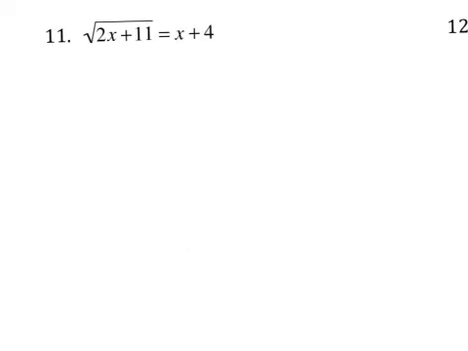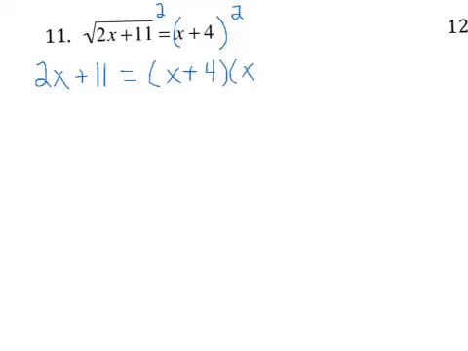So we're going to square both sides of the equation, and because I have to square x plus 4, I'm going to put parentheses around it before I square it. So I get 2x plus 11 equals, now it's time to write it twice and FOIL. So I need to FOIL x plus 4 times x plus 4. So we still have 2x plus 11 on that side.